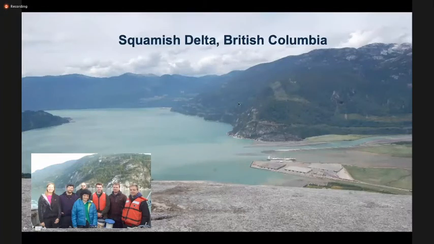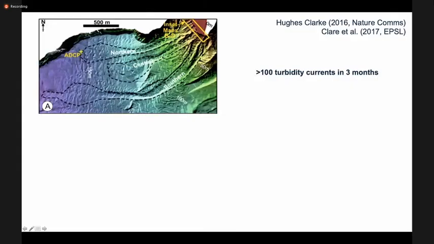So, some horrible holiday photos to show you here. First of all, this is the Squamish Delta in British Columbia. We performed fieldwork here in 2015. John Hughes Clarke has been performing it here very regularly since at least 2009. It's a slightly artificial system because a training dike was installed in the mid-1970s, so the river is pinned in place. You can just about make out the delta lip here, which is exposed at low tides, and offshore from this are the 3 submarine channels, which look like this.